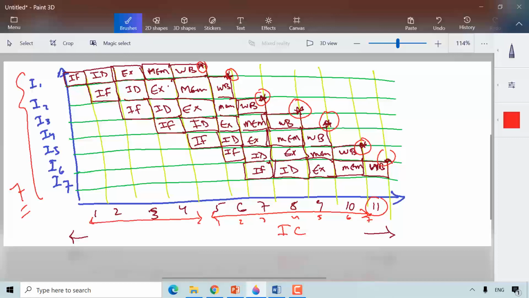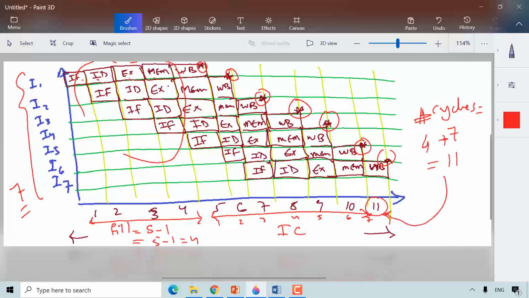But I still have this period here of 4 cycles. What is this? This is called the fill time, the time that I need to fill the pipeline. Notice that the pipeline up to this cycle is not full, and it is equal to the number of stages minus 1. In my case, how many stages do I have? 1, 2, 3, 4, 5 stages. So 5 minus 1 equals 4. Therefore, the number of cycles equals the fill cycles, which is 4, plus the number of instructions, which is 7, and that equals 11 cycles. And this is what I got in the block diagram.